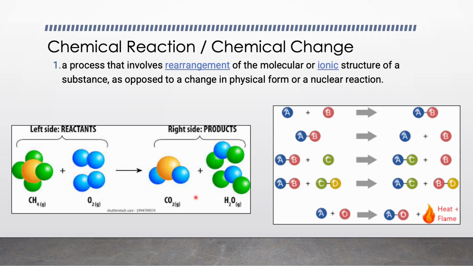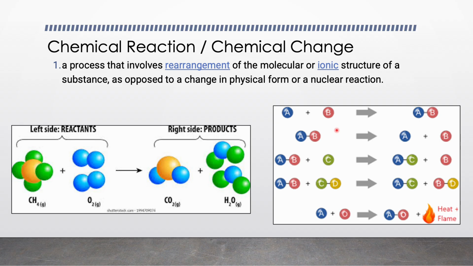And notice how we have a rearrangement. That orange carbon is now bonded with the blue oxygen, forming carbon dioxide. The green hydrogens are also bonding with the blue oxygen, forming water. So that was the rearrangement. Our molecular structures we started with, the atoms rearranged and recombined with a different species, meaning a different atom, to give us a new substance, new products.